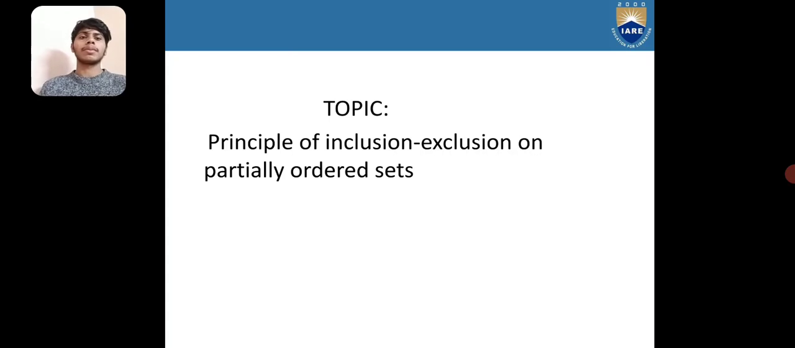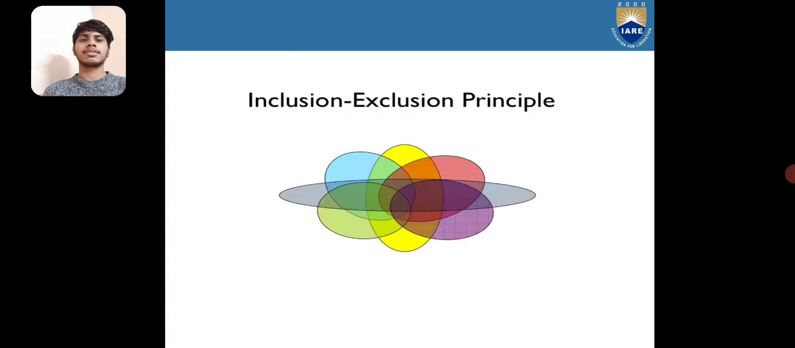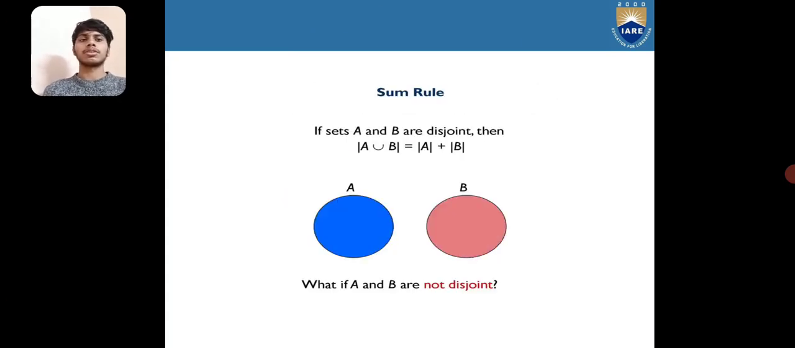So today's topic is the principle of inclusion and exclusion on partially ordered sets. The principle of inclusion and exclusion is an approach which derives the method of finding the number of elements in the union of two finite sets. So the inclusion exclusion principle, it is the sum rule.